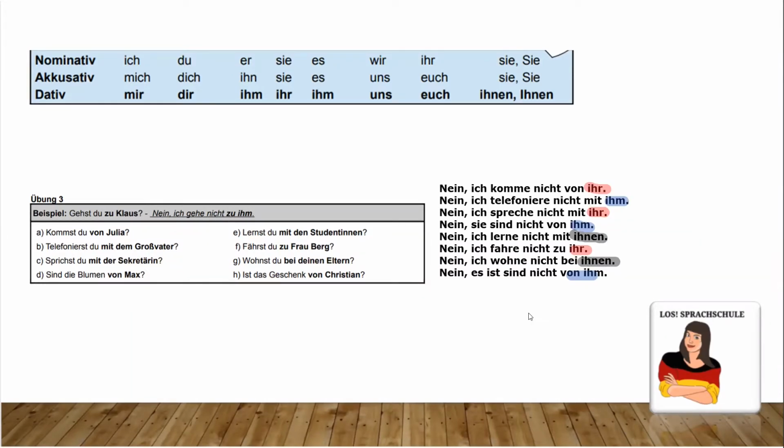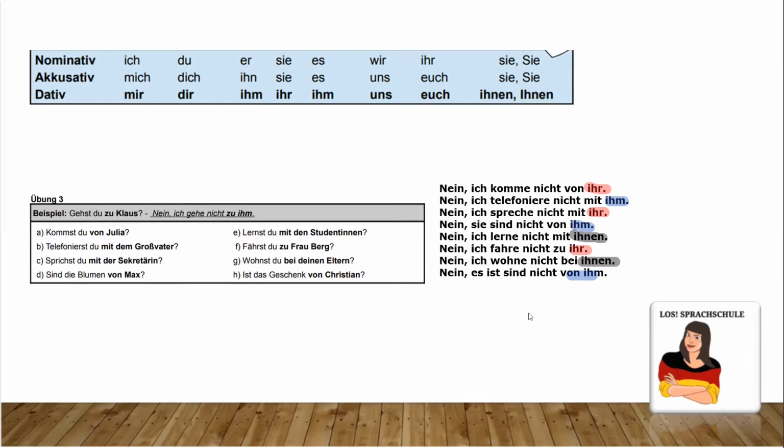Kommst du von Julia? Nein, ich komme nicht von ihr. Telefonierst du mit dem Großvater? Nein, ich telefoniere nicht mit ihm. Sprichst du mit der Sekretärin? Nein, ich spreche nicht mit ihr. Sind die Blumen von Max? Nein, sie sind nicht von ihm. Lernst du mit den Studentinnen? Nein, ich lerne nicht mit ihnen.